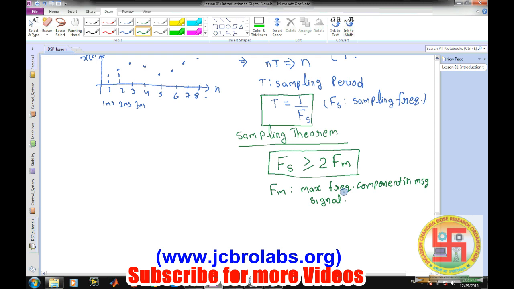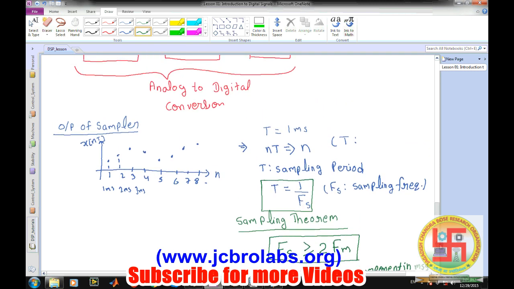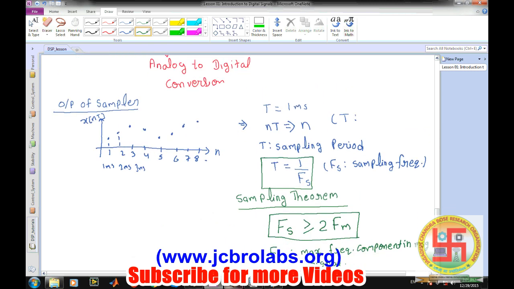My signal frequency was 20 kilohertz, so the sampling frequency should be greater than 40 kilohertz. That is why, if you look at the sound card specification, it samples the signals at 44.1 kilohertz, so that all the information remains saved. So this is the prime requirement of the sampling theorem.